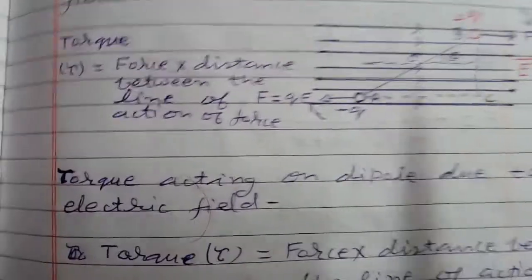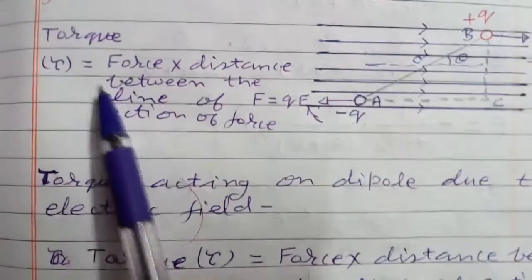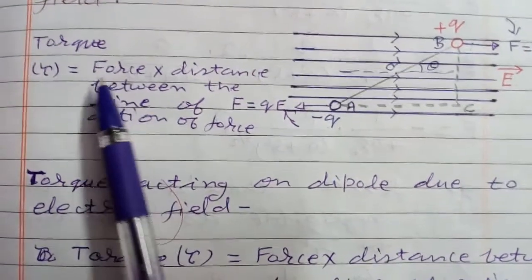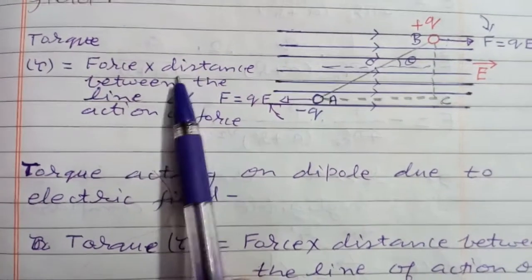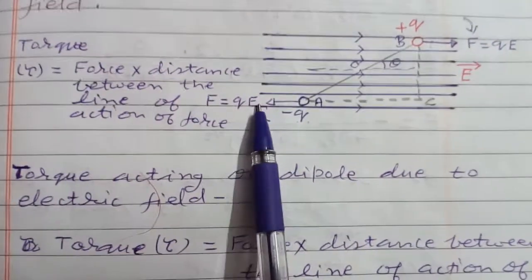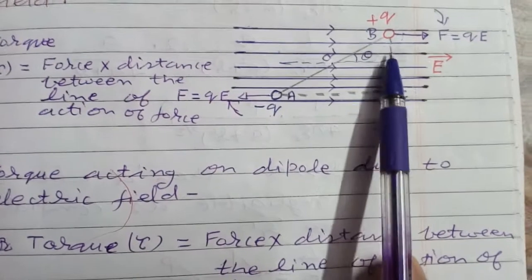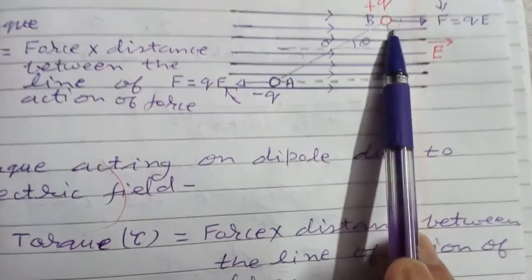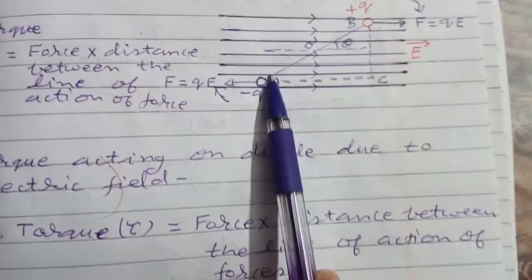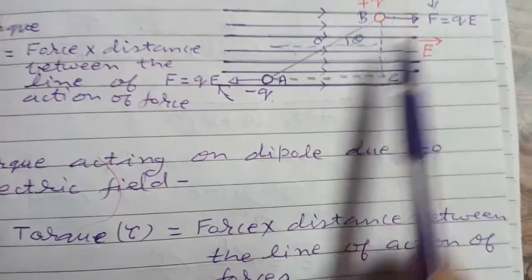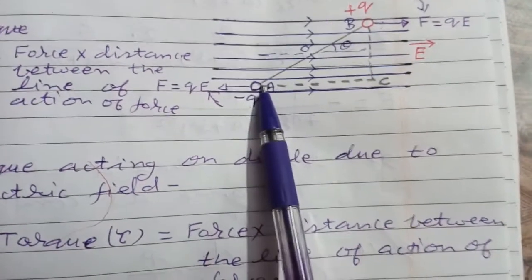So for the derivation of torque, as we know, torque or moment of force is given by the formula torque is equal to force into the perpendicular distance between the lines of action of the forces. So F is equal to QE, and the distance between the forces is this much, BC. Now this BC is equal to AB sin theta. This angle is theta, so BC upon AB is sin theta. Therefore BC is equal to AB sin theta.